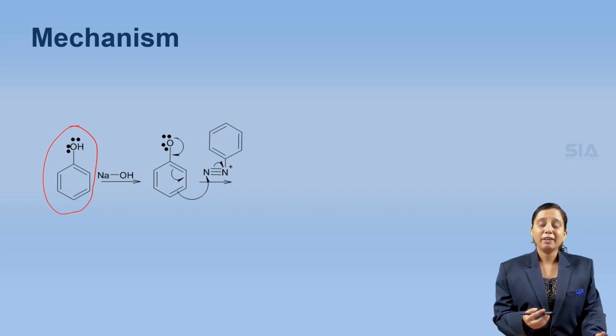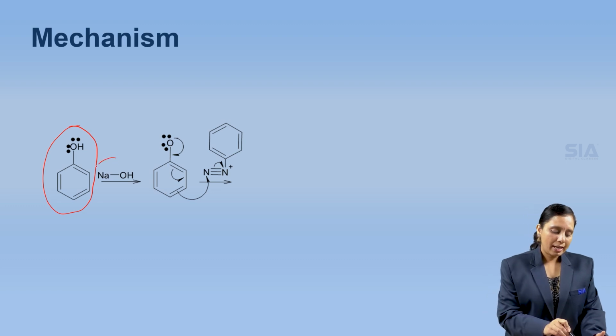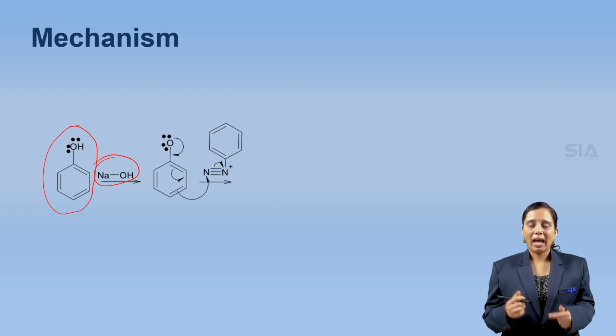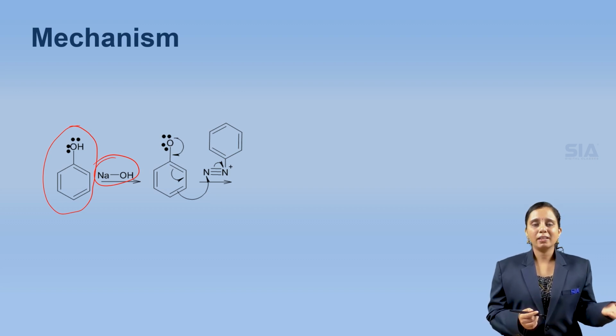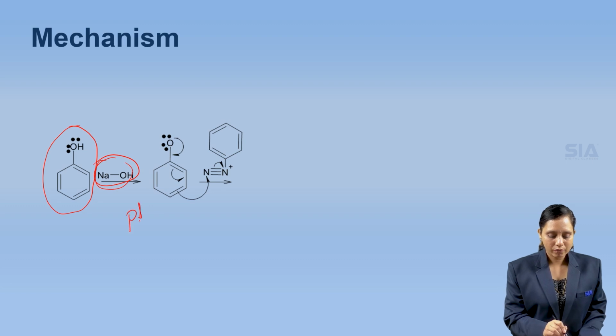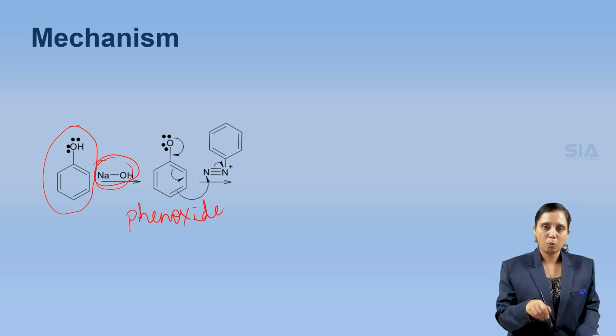If we take aniline, then we have to take acid as the reagent. So anilines react in the presence of acids and phenols react in the presence of bases. Here the phenol in the presence of base gets converted into phenoxide ion. This is a phenoxide ion. The phenoxide ion then undergoes delocalization within the molecule.